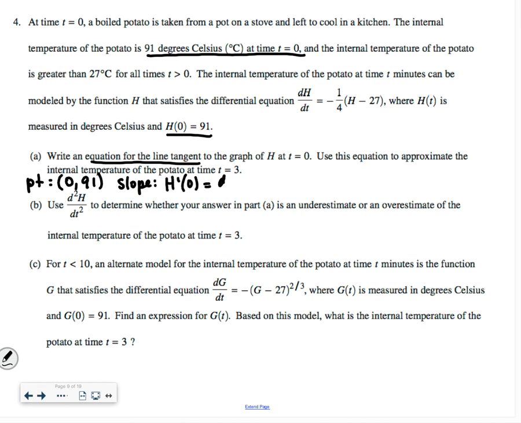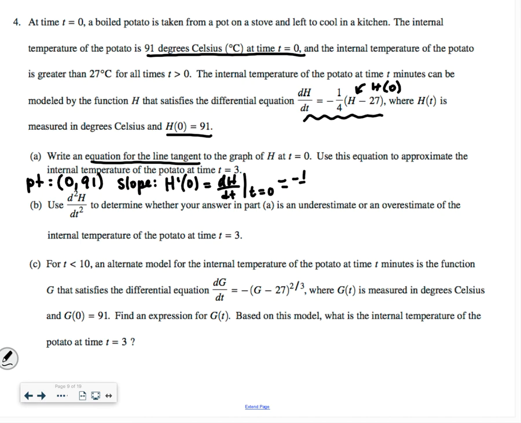Well, luckily we have dh over dt. So we want to plug in time t equals 0 into that equation. So we go up here. It's a little tricky. This h isn't a time, so don't plug in t equals 0 there. We're actually going to plug in the value for h at time t equals 0. Not h prime, sorry, h of 0. So our h of 0 is 91.